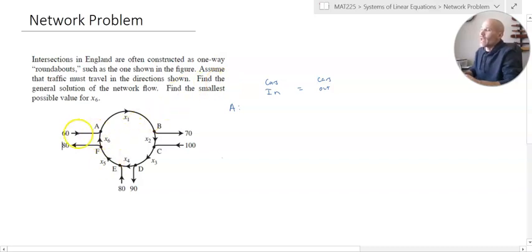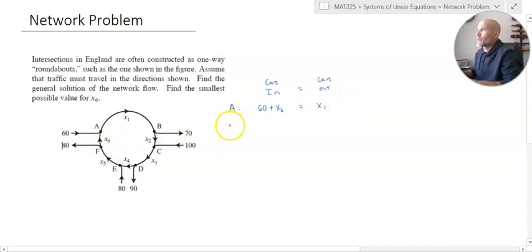So into intersection A, we have 60 cars coming in, but then notice that we also have cars coming in from intersection F. How many that is, we don't know the exact number, but we know it's x6. So we could say that the 60 cars coming in plus the x6 cars coming in has to equal the number of cars going out. We'll notice that this arrow actually points outwards, and there are x1 cars leaving intersection A. So there's our first equation. The number of total cars in has to equal the number of total cars out.